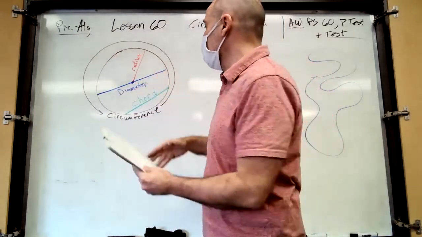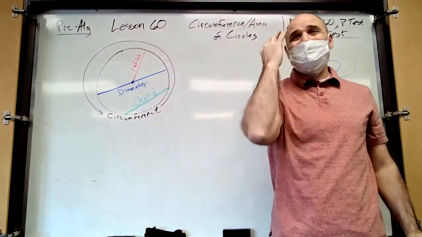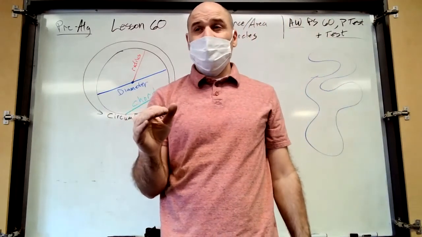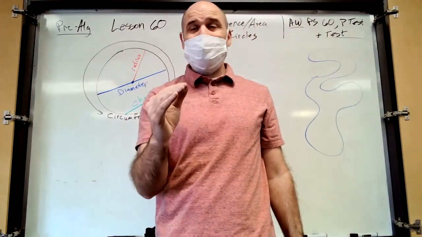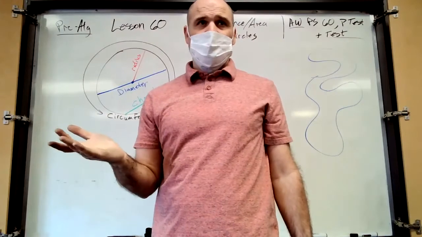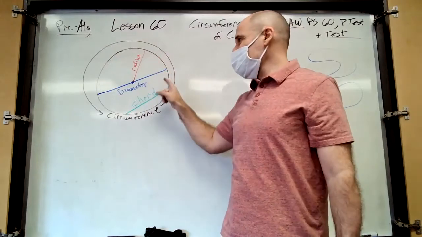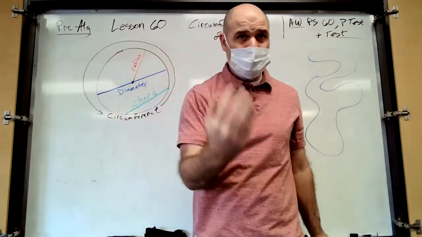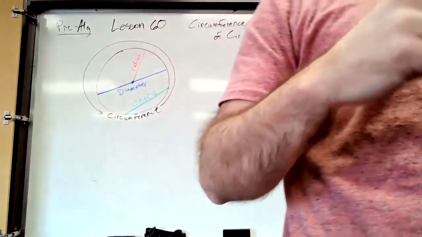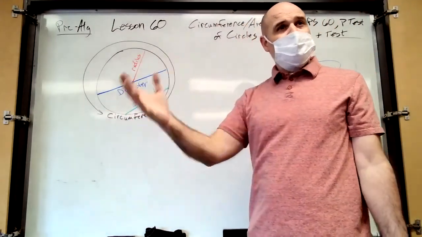So if you took this blue line and wrapped it around the circle, it would be a little bit more than three, which is pi. So pi is how many diameters fit around a circle. That's it. And what do we call that? The circumference, right? So how many diameters are in a circumference? If I divide the circumference by diameter, how many diameters fit around the circle, then that's pi, okay?